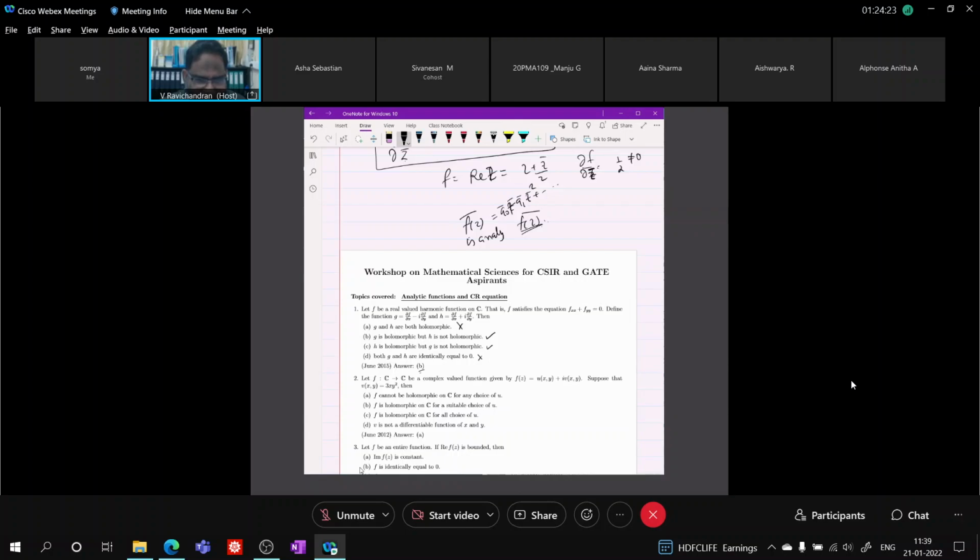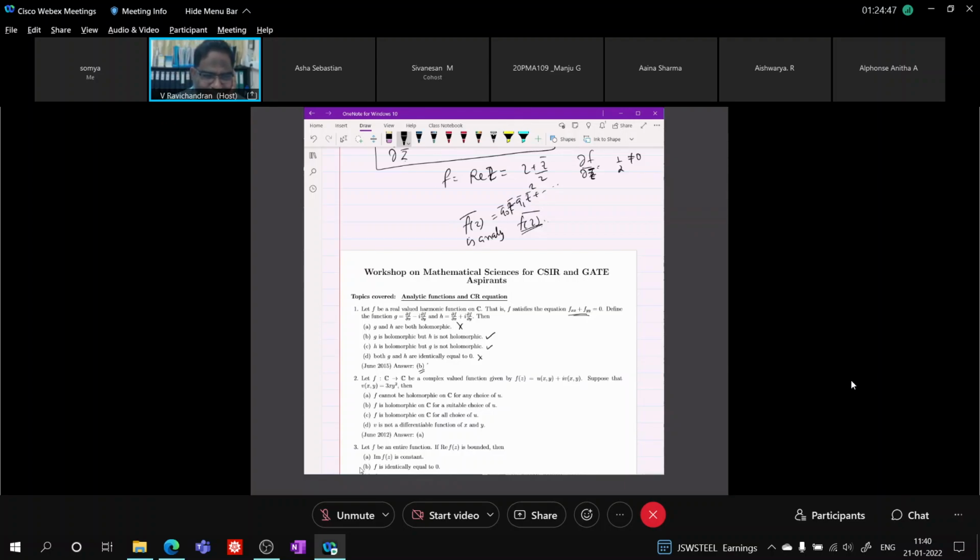How do you decide that B is the answer? Probably you verify the Cauchy-Riemann equation for one of the functions, and then you can stop there. So you have to verify only the Cauchy-Riemann equation for the first function. That will anyway come from this equation. Fxx plus fyy equal to 0 will give that. G satisfies the Cauchy-Riemann equation, and therefore the answer will be B.